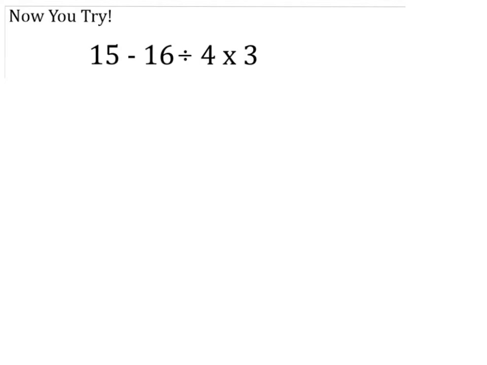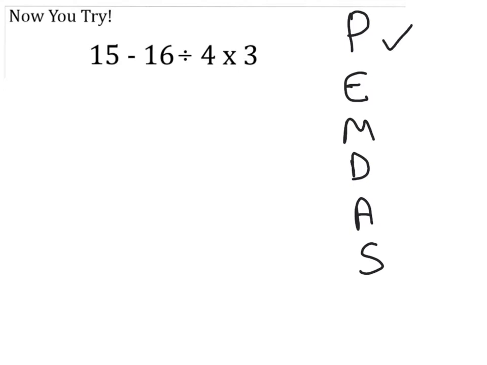Let's try another one using the same order of operations. Again, I like to write my please excuse my dear Aunt Sally on the side to remember myself in order. First, I'm looking for those parentheses. I don't see any, so I'm going to mark it off. No exponents, mark it off. Multiplication or division. Let's look.